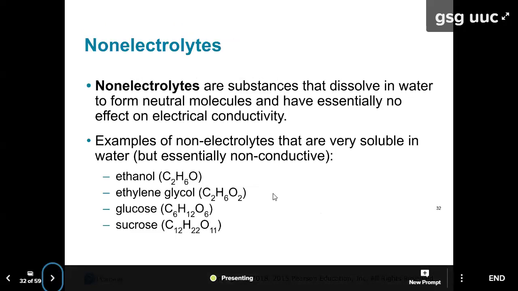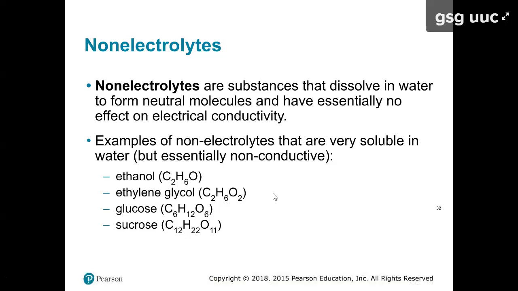Non-electrolytes, on the other hand, are usually molecular compounds, so not ionic. They are substances that dissolve in water, but they don't break apart when they dissolve. So there are no ions in those solutions. And because there are no ions in those solutions, there's no conducting electricity, because you have to have ions to conduct electricity. And so those are the three classes.